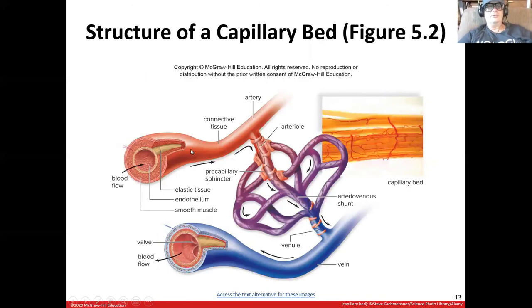So here's a pretty picture. We got blood going from an arterial to a venule. If it takes the straight shot, that's the shunt. That's what it does if all these sphincters are shut. But if these sphincters are open, then the blood will go meandering through the tissues, through the capillary bed, and there'll be lots of gas exchange and nutrient exchange and all that. All right, moving on.